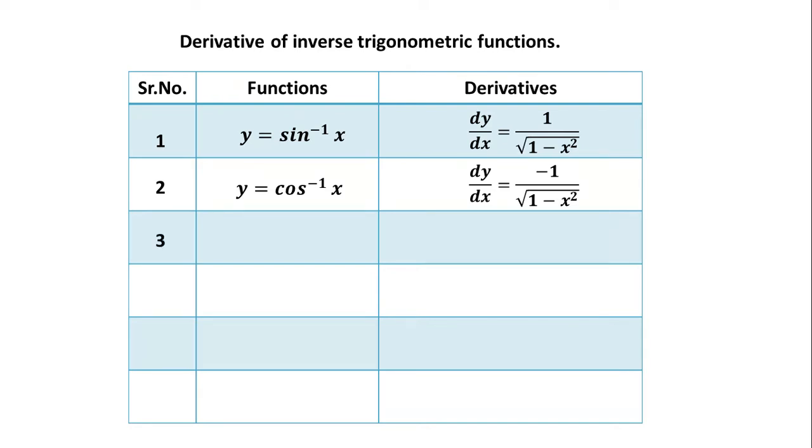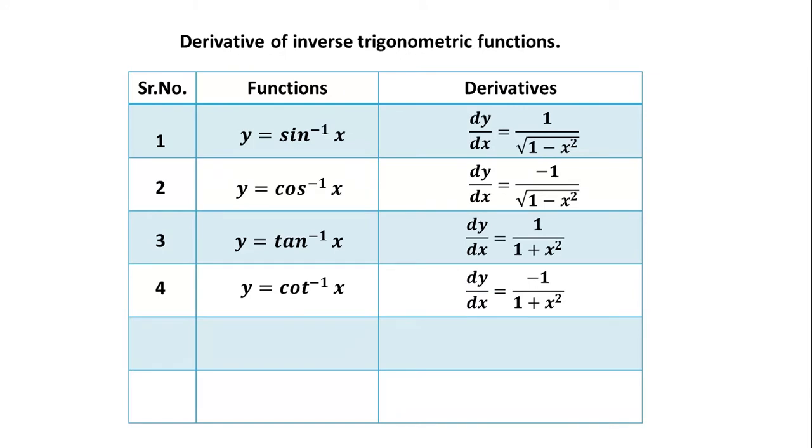Then third one, y is equal to tan inverse x. Then its derivative is 1 upon 1 plus x square. Fourth one, if y is equal to cot inverse x, then dy by dx is equal to minus 1 upon 1 plus x square.